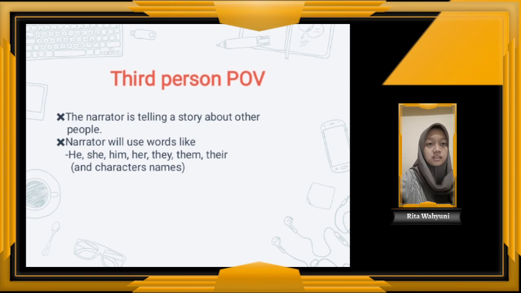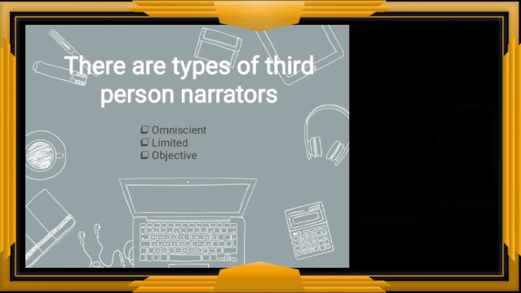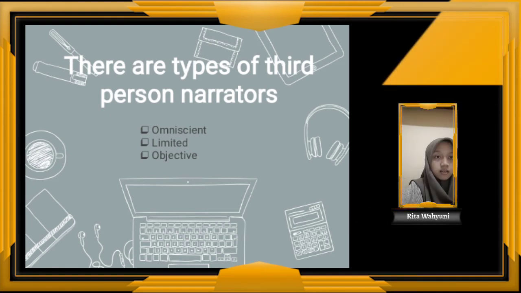Third-person point of view. In third-person, the narrator is telling the story about other people. The narrator will use words like she, he, him, her, they, them, their, and character names. There are three types of third-person narrator. First, omniscient. Second, limited. Third, objective.